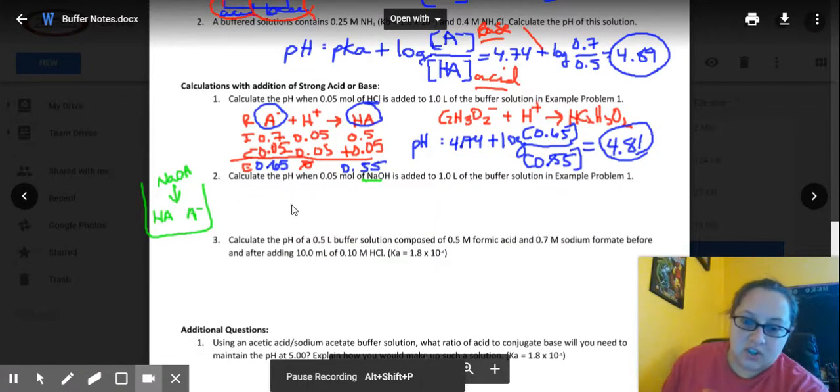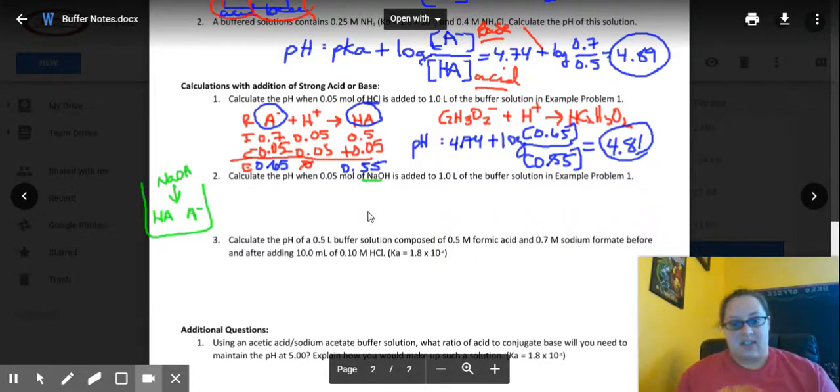Okie dokie. So in this scenario, we're still working with a buffer solution from problem 1. So we still have acetic acid, which is our acid component. We still have sodium acetate, which is our base component. So I just have A- for our base, HA for our acid here. Instead of adding HCl in this one, we're adding sodium hydroxide. So sodium hydroxide is a strong base.